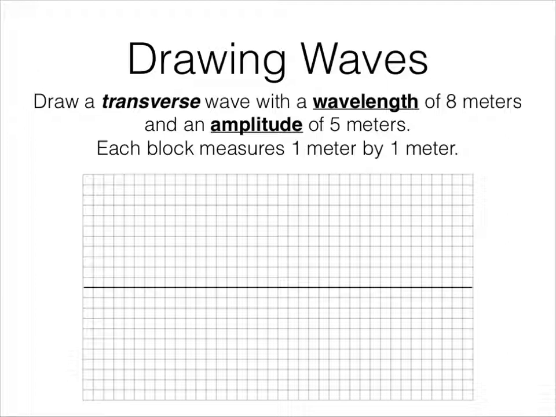We're going to have to draw a wave with a particular wavelength and a particular amplitude. So it's really not too different from the ones we've done before, except now we don't get to choose either the wavelength or the amplitude. You have to go with what the problem asks for.